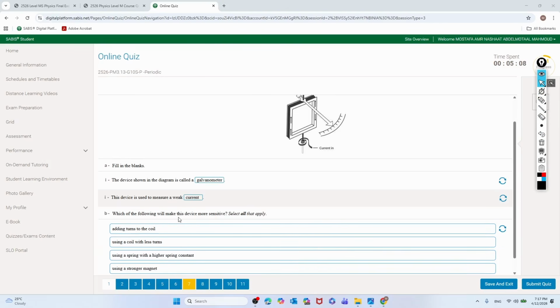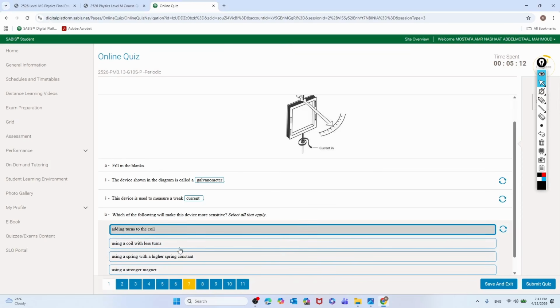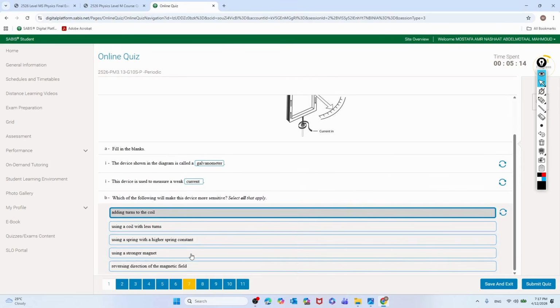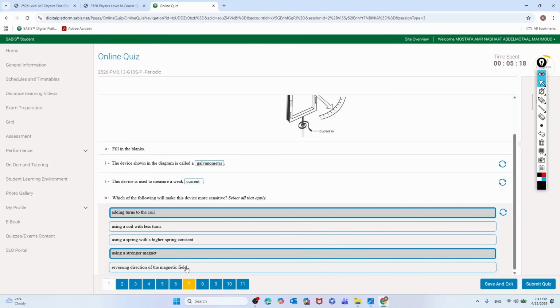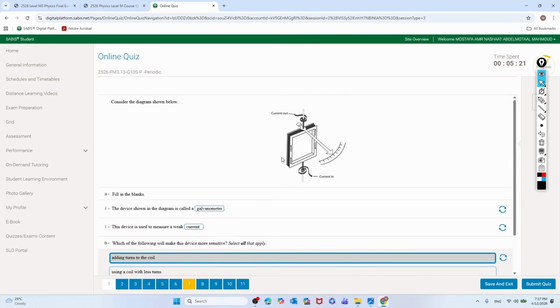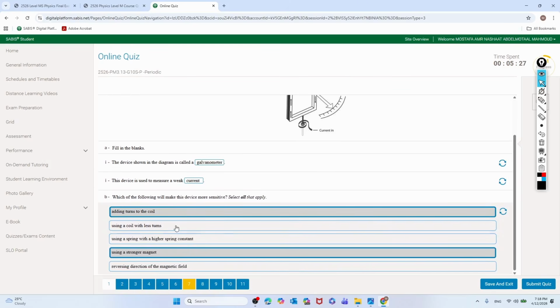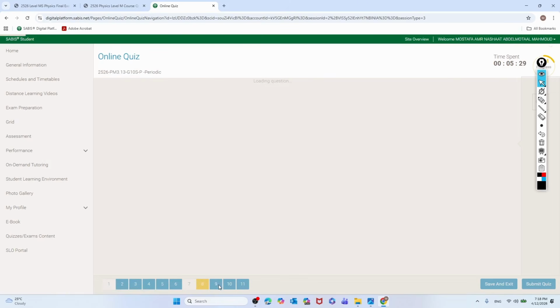Okay. Which of the following would make the device more sensitive? Adding turns to the coil, so more turns in the coil. Using a spring with a higher constant? No, you need a weaker spring. Using a stronger magnet. Reversing the direction of the magnetic field would just reverse the direction where the pointer is pointing, so it's still going to be the same current. So these are the answers. Any more important questions in this quiz?